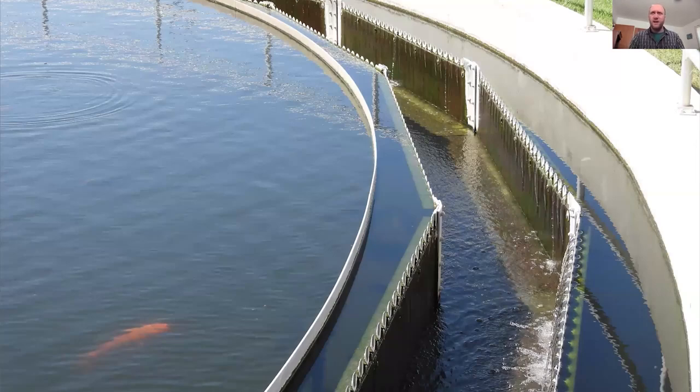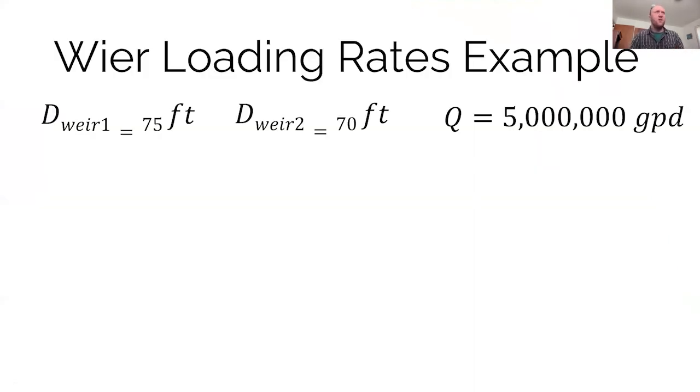In this example, there are actually 2 weirs, one on the inside and one on the outside, so we need to take both of those into account. We're going to have the diameter of the outside weir as 75 feet, and the inside one as 70 feet. And then our Q, our flow, is going to be 5 million gallons per day.